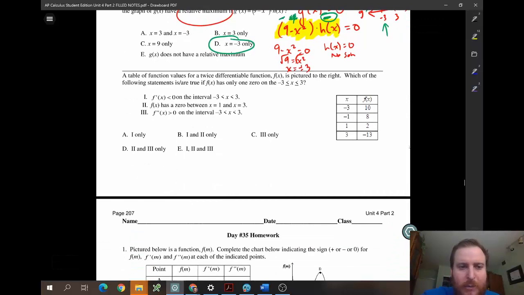Next one, a table of values. A table of function values for a twice differentiable function is pictured to the right. Which of the following statements is true if f of x has only one 0 in between negative 3 less than or equal to x less than or equal to 3? So they're saying f of x has only one 0. That means essentially it's going to be 0 somewhere in between 1 and 3. We don't know where.